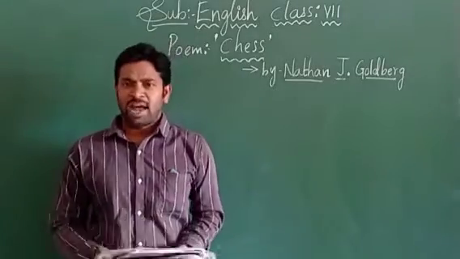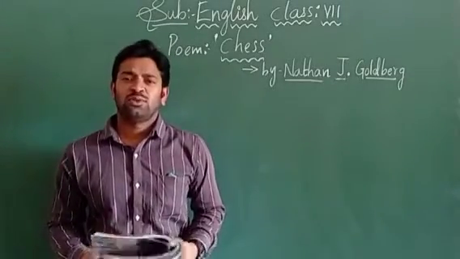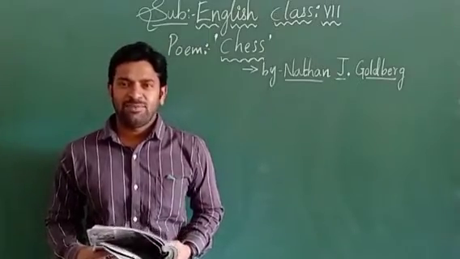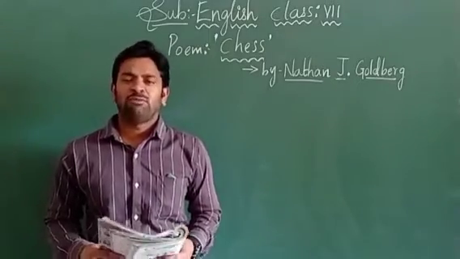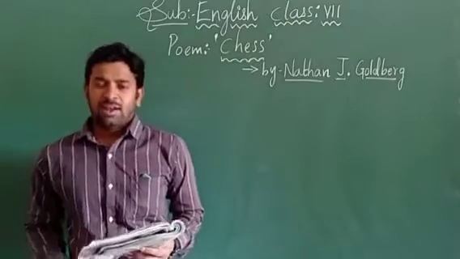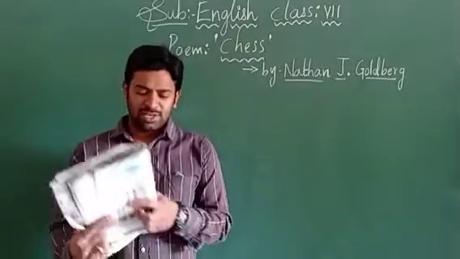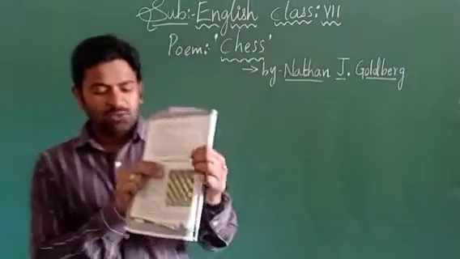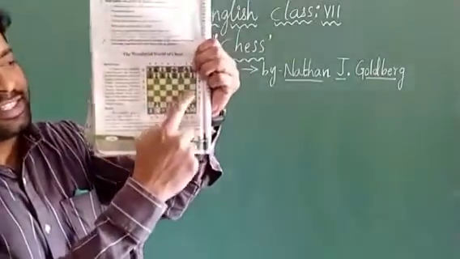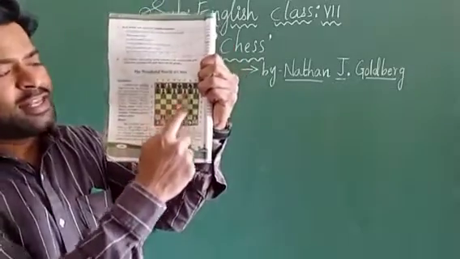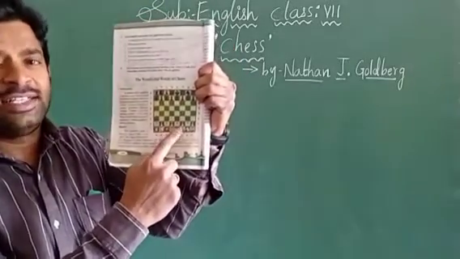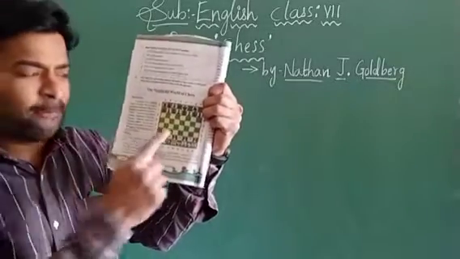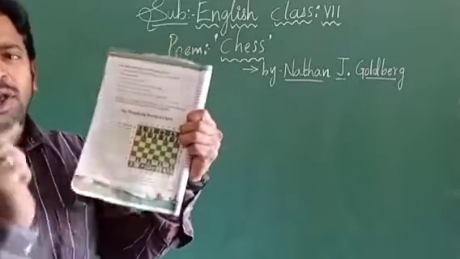Right, before going to start our poem, let us know what this chess is. Chess is a game, children, where two people are involved in playing. Everybody has seen it, I think. Here we can show the picture of chess. This is the chess board, and here are some pieces, the chessmen.